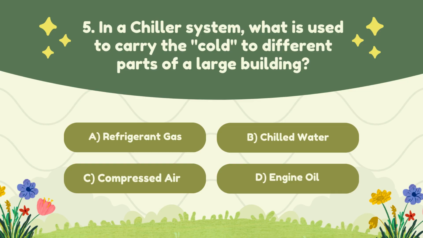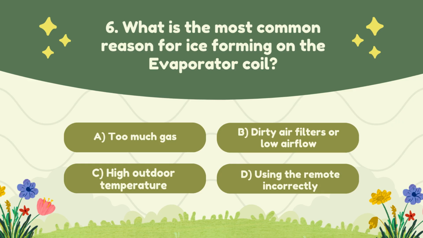5. In a chiller system, what is used to carry the cold to different parts of a large building? A. Refrigerant gas. B. Chilled water. C. Compressed air. D. Engine oil. Let's see the answer. B. Chilled water.